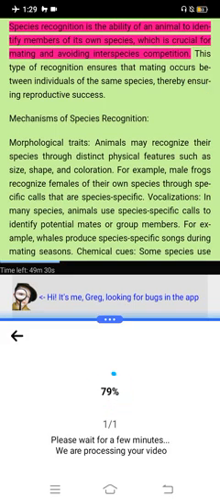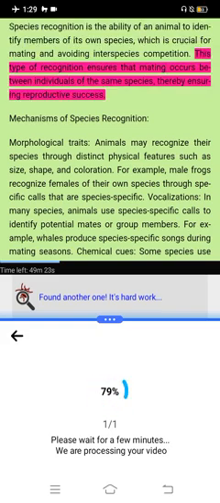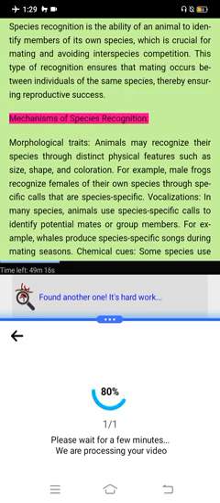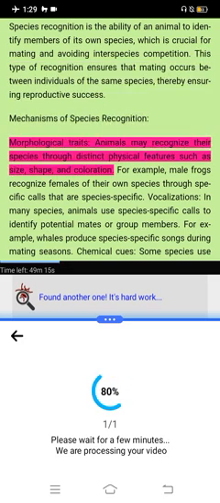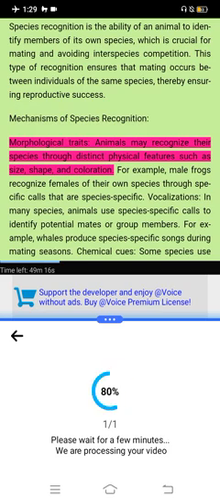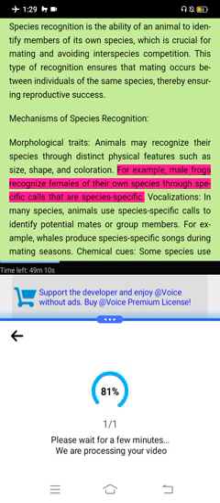Species recognition is the ability of an animal to identify members of its own species, which is crucial for mating and avoiding interspecies competition. This type of recognition ensures that mating occurs between individuals of the same species, thereby ensuring reproductive success. Mechanisms of species recognition. Morphological traits. Animals may recognize their species through distinct physical features such as size, shape, and coloration. For example, male frogs recognize females of their own species through specific calls that are species-specific.